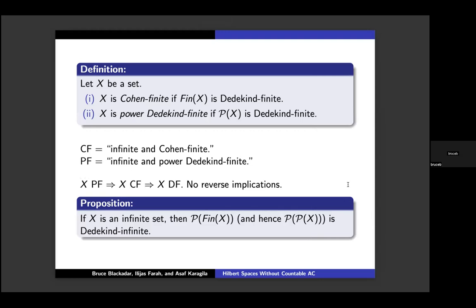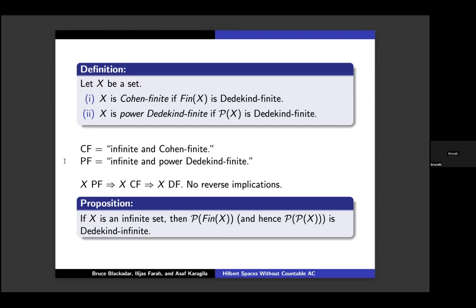We'll say a set X is co-infinite if fin X is Dedekind finite, which just says that X does not have a sequence of distinct finite subsets. And X is power Dedekind finite if P of X is Dedekind finite, which means that X does not have a sequence of distinct subsets. And we'll use the abbreviations CF and PF to mean infinite and co-infinite, or infinite and power Dedekind finite.